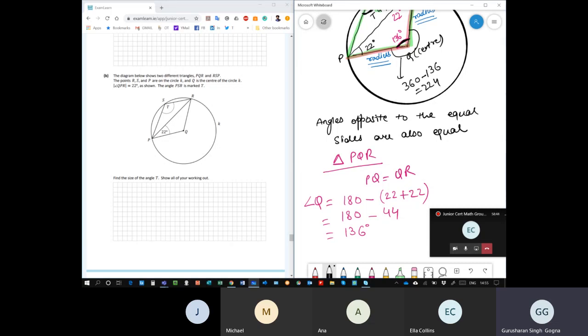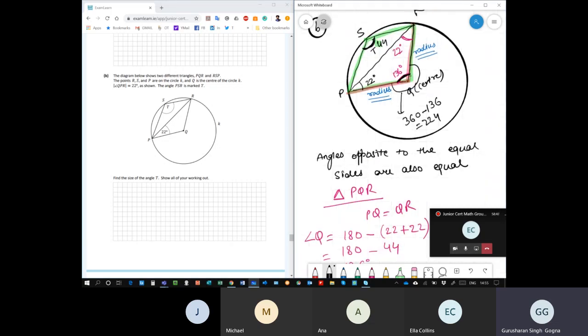So this internal angle is 136 degrees, and the external angle, the other part, is 360 minus 136, because the total is 360. So 360 minus 136 will give you 224.